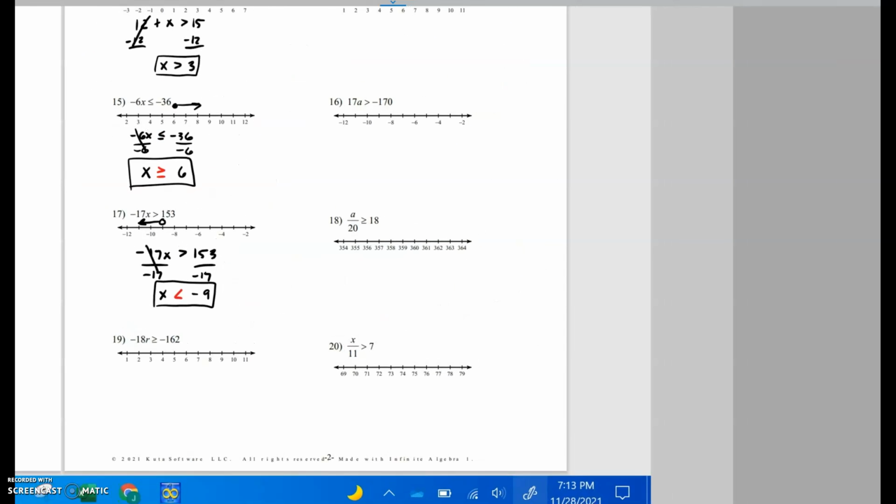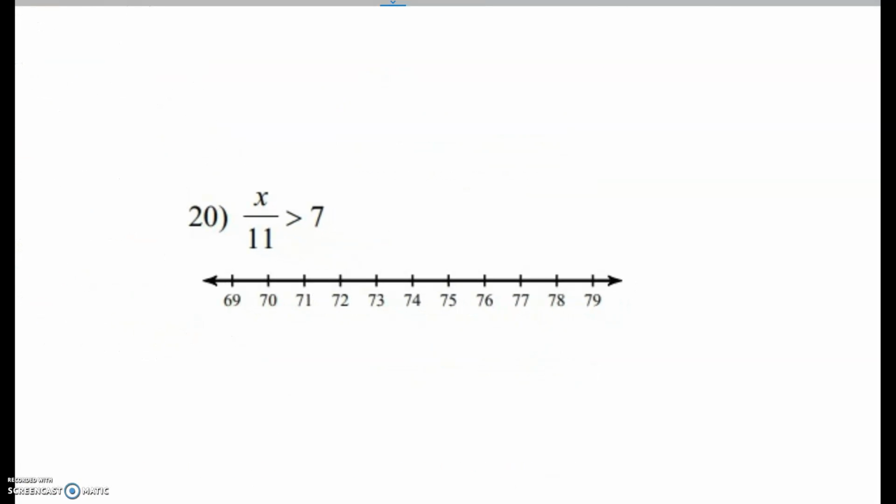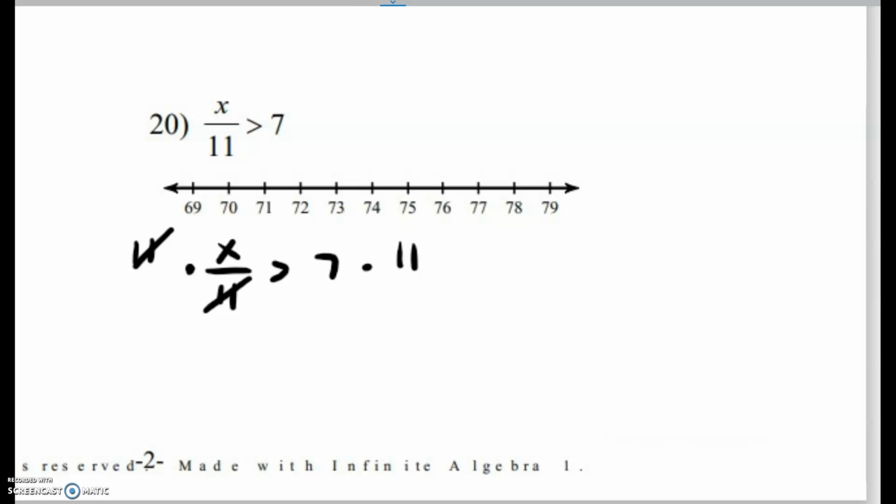All right, since we've got some division ones on the right-hand side, instead of 19, I'm going to do 20 with you. So on question 20, we have x divided by 11 is greater than 7. So I'm going to start by writing this one out. Okay, I want to get the x by itself. So just like an equation, I'm going to multiply by 11 because that's the inverse operation of dividing by 11. So these would reduce down to 1 or cancel out. That's what we like to say. And we get x is greater than 7 times 11 is 77. So I have x is greater than 77.